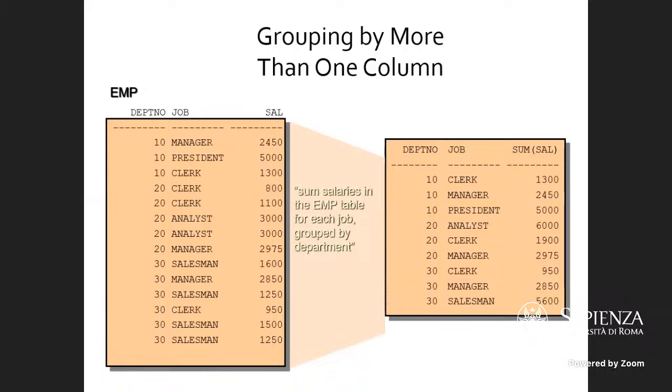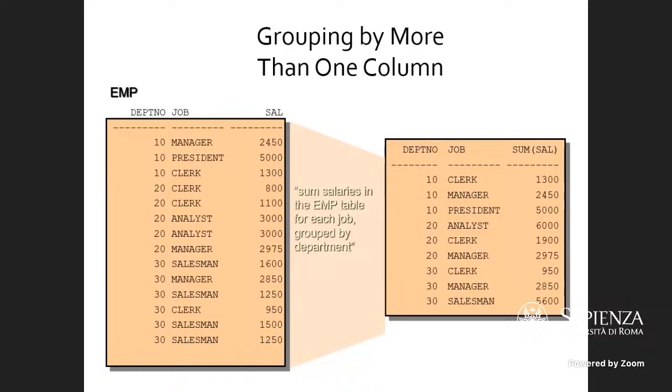So we can group people by department number. We can now further group them by their job title. It depends on what you are trying to do actually. We can also get the sum of salaries in the employee table for each job grouped by department. So how much are clerks earning? How much are managers earning? So we have the sum of the salaries for each job role. Every clerk, how much they are earning.